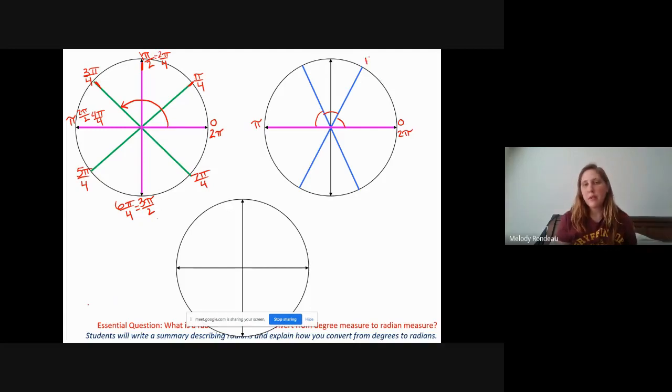All right, so my first one would be 1 pi over 3, or my first pi over 3 section. The next one would be 2 pi over 3. And then the next one would be 3 pi over 3, which of course reduces to pi. Then I continue counting 4 pi over 3, 5 pi over 3, and then I end at 6 pi over 3, which again reduces to 2 pi.